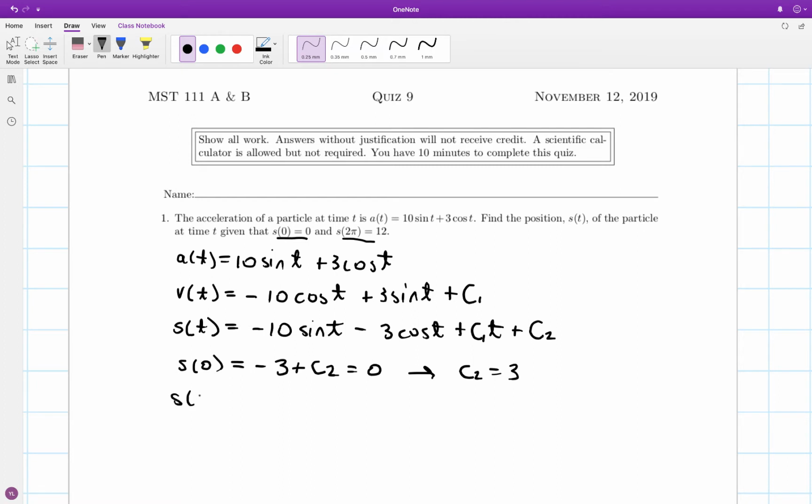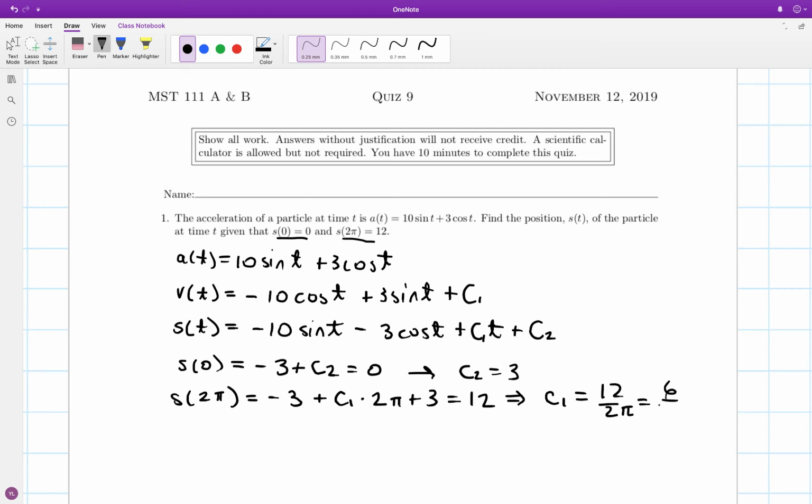And then the next bit of information I have is that the position at 2 pi is equal to 12. Sine of 2 pi is 0. Cosine of 2 pi is 1. So I have C1 times 2 pi plus C2, which I know to be 3. So this is supposed to equal 12. The 3's cancel, and that tells me that C1 is equal to 12 divided by 2 pi, or in other words, 6 over pi.